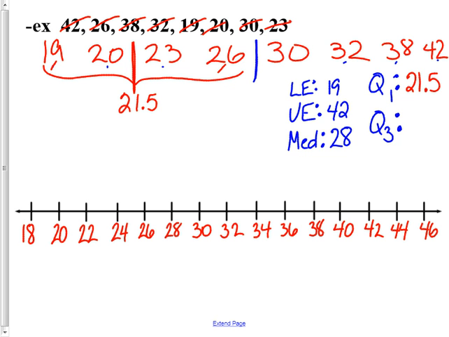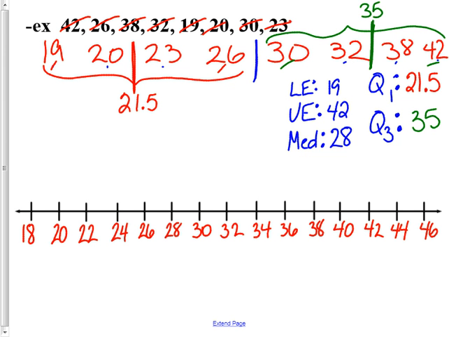Now looking at the upper half of the data, when we look at that, from 30 to 42, it's not 30, not 42. We would say not 32 and not 38, but then there's nothing left. So again, our median falls between the two numbers. So 32 plus 38 is 70. 70 divided by 2 is 35. The number that's halfway between 32 and 38 is 35, and that's our third quartile.